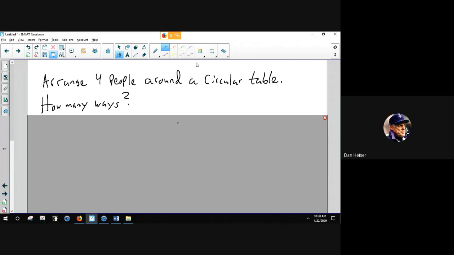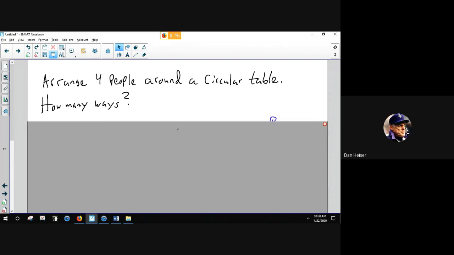Last thing for this first half of the unit. 4 people are sitting around a circular table. Keyword: circular table. Circle. How many ways can we arrange them? Again, if you're thinking it's just 4 factorial, you are wrong. It's not 4 factorial. Here's why.